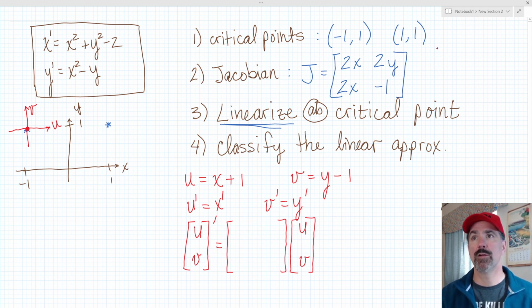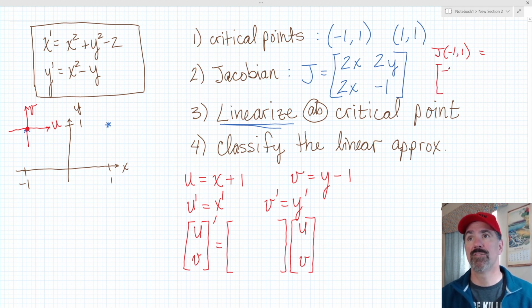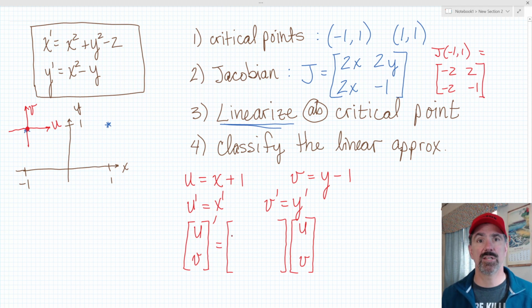So let's come back up here. The Jacobian at -1, 1, that's what we need to put into this matrix location here, and that's going to be equal to -2, 2, -2, -1. And like I said, at the end of this video, if you want to stay on, I'll explain why that is actually the correct thing to be using. So this system is a linear approximation to the nonlinear system up here at the critical point -1, 1.